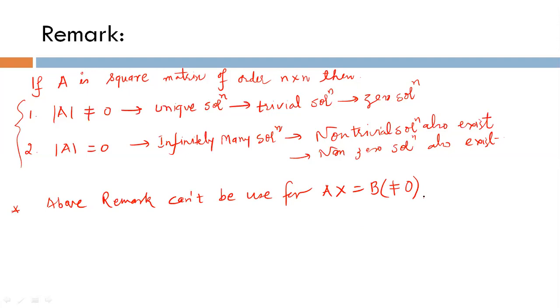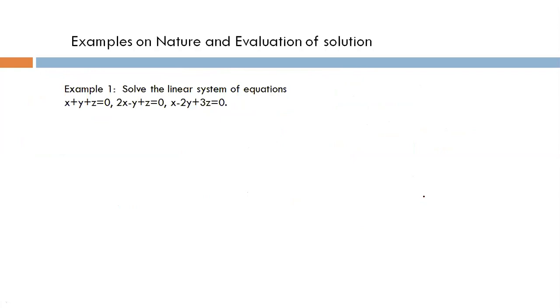Now we have some examples to check the nature and find the solution of linear system of equation. Example 1. Solve the linear system of equation. We can write it in the form of coefficient matrix 1, 1, 1, 2, minus 1, 1, and third is 1, minus 2, 3, and the solution coefficient are x, y, z equal to 0, 0, 0.